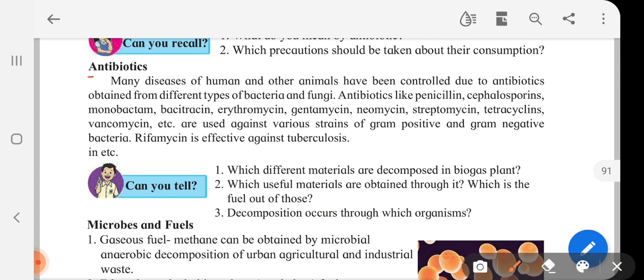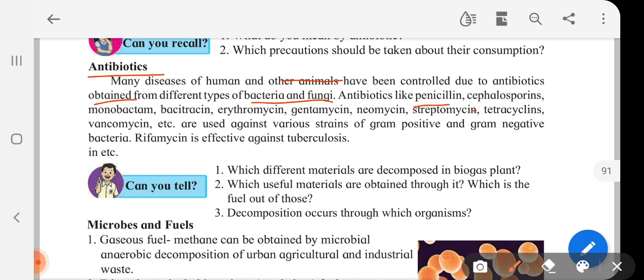So, let us start with antibiotics. So, you had already studied about antibiotics in 9th standard. There are two types of antibiotic: broad spectrum antibiotic, narrow spectrum antibiotic, and many diseases of human and other animals have been controlled due to antibiotics from different types of bacteria and fungi.